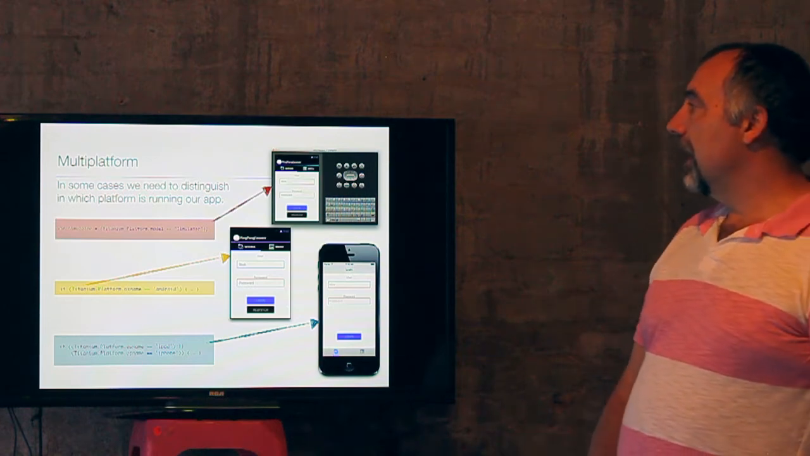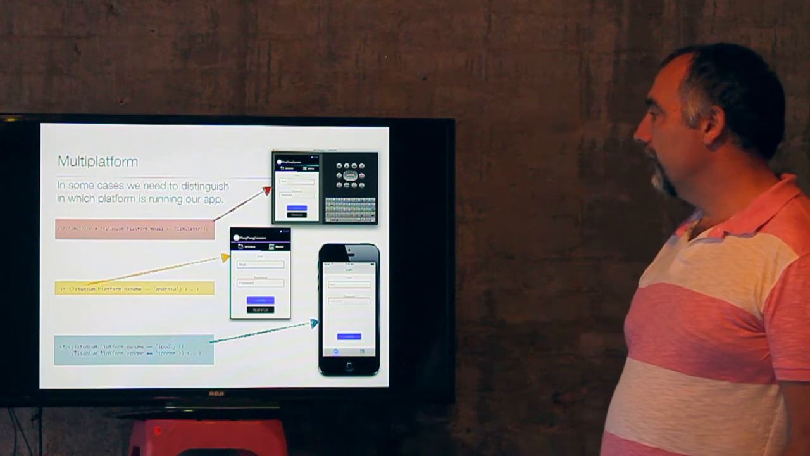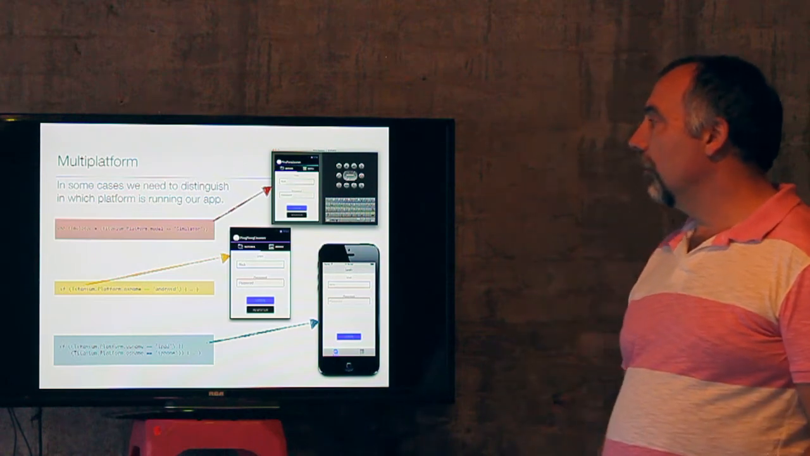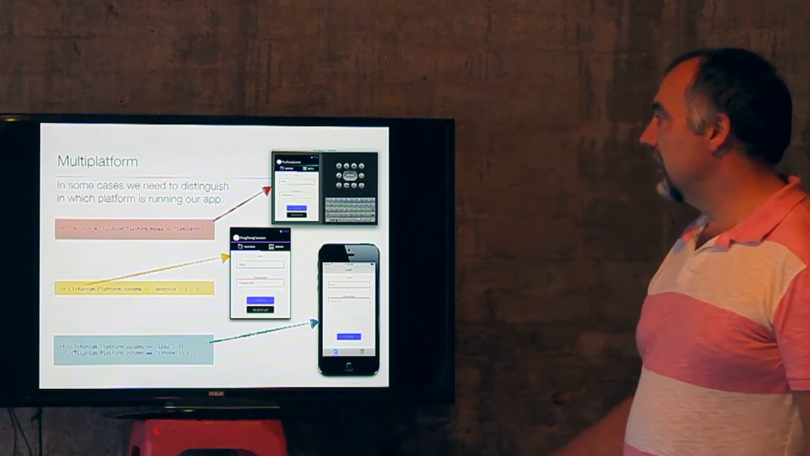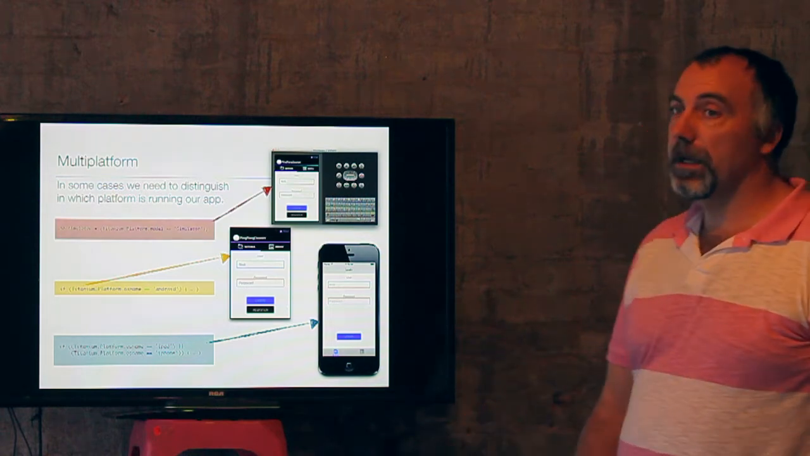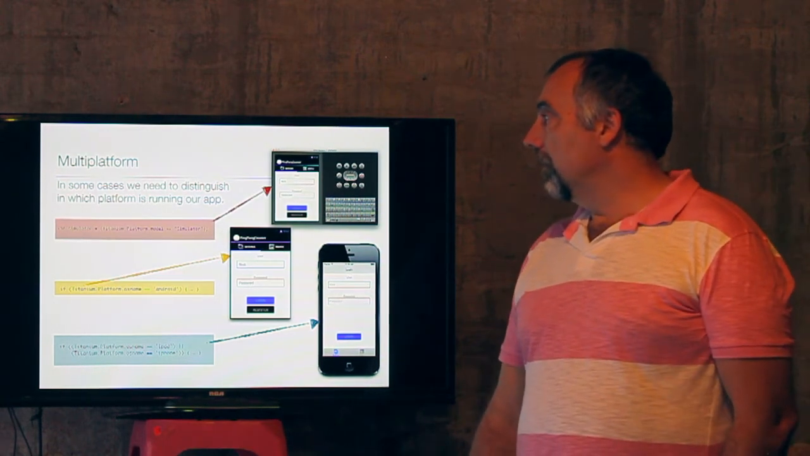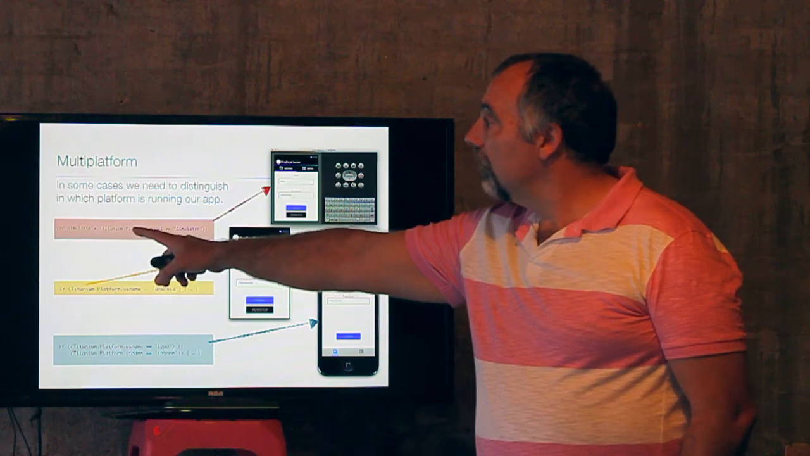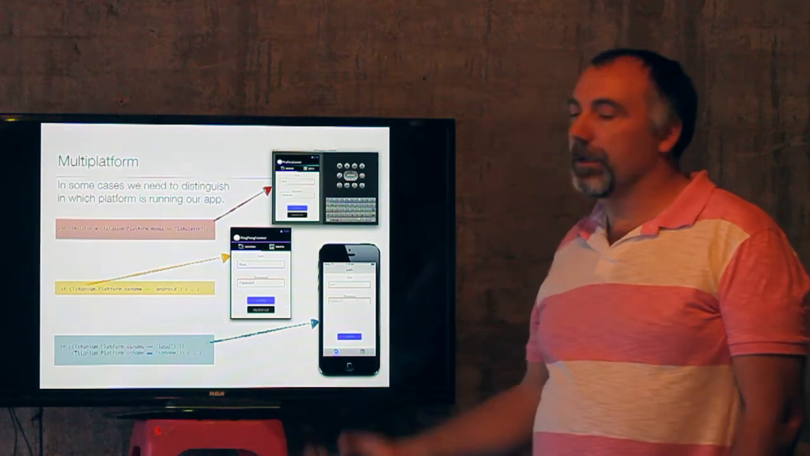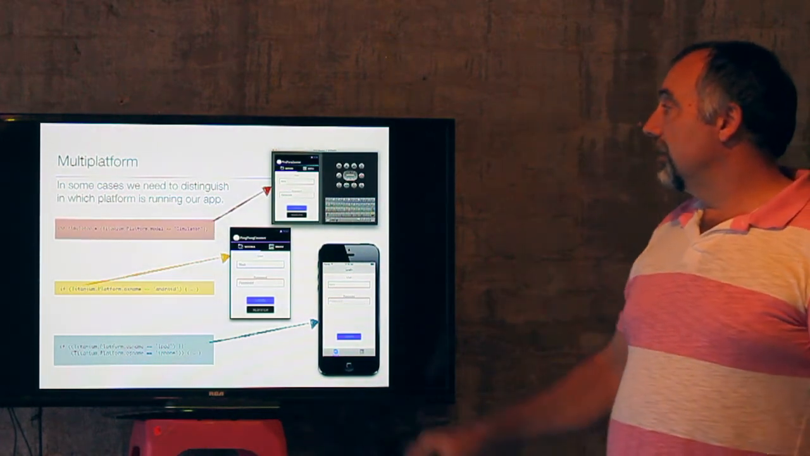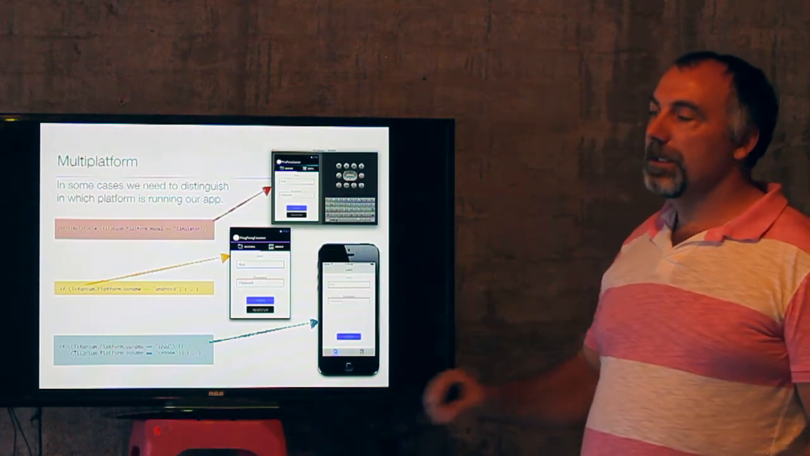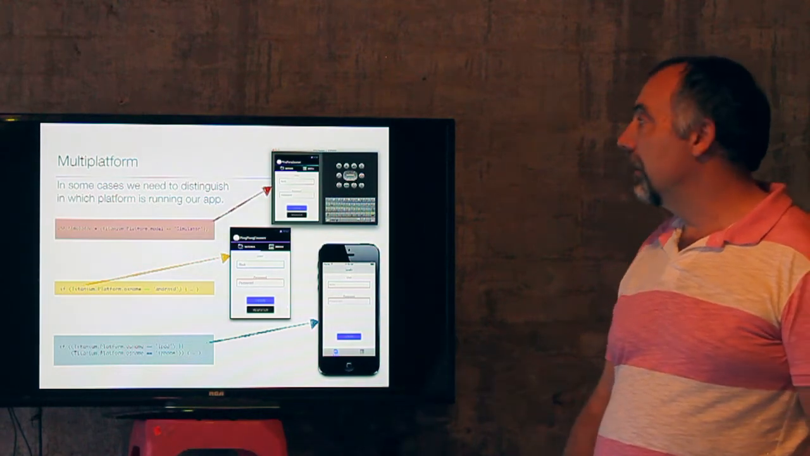Because Titanium is multi-platform, we need to check which platform we are working on, because for instance Android has two buttons and iOS has nothing. We can check this with Titanium platform and model. We can also see if we are in a simulator, because if we are working in a simulator, we can change the address of the server to test locally.